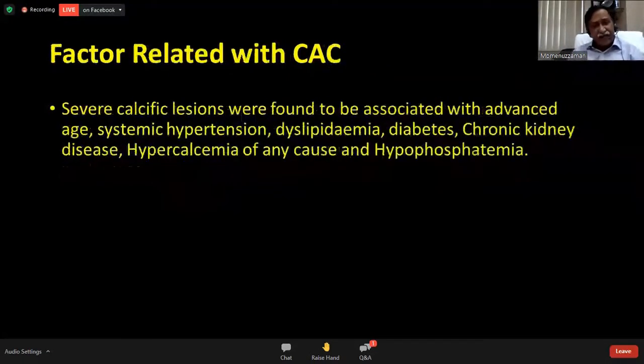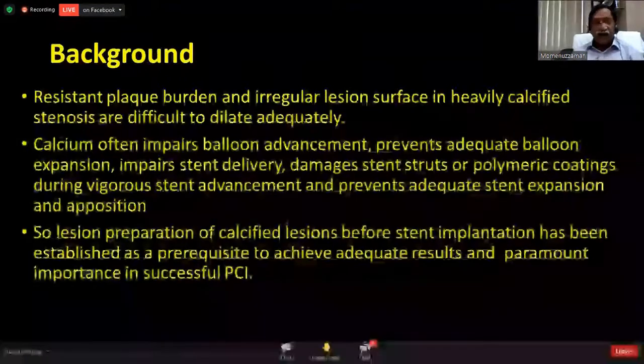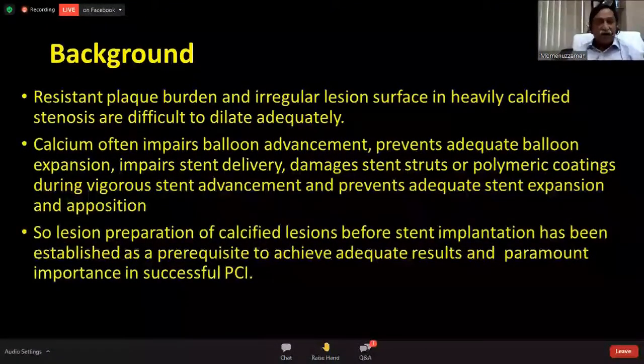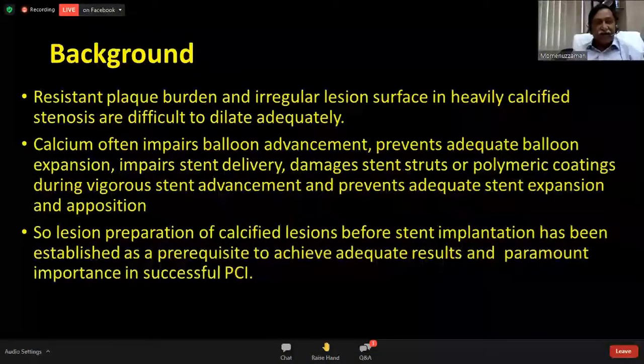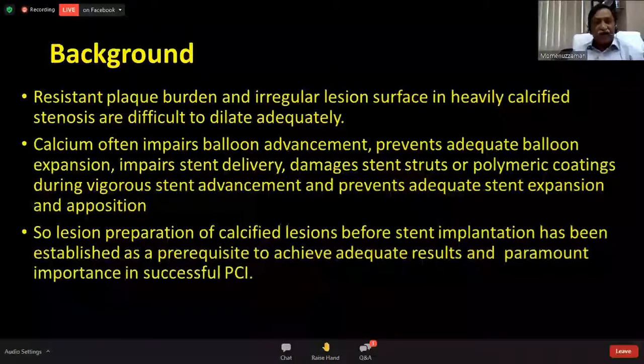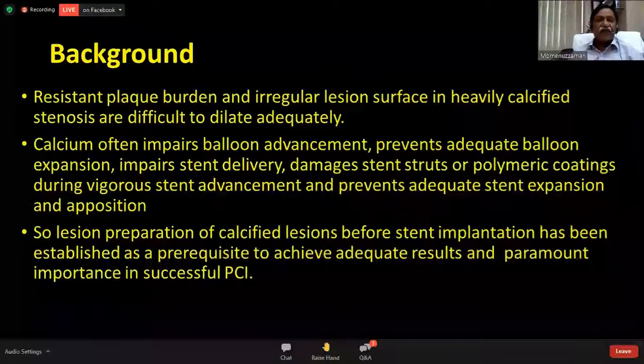There are certain factors associated with severe calcification, especially advanced age, systemic hypertension, dyslipidemia, diabetes, chronic kidney disease, hypercalcemia of any cause, and hyperphosphatemia. Why are we interested in this? Because this is a unique part of intervention in coronary artery disease, where the plaque is very resistant, with an irregular lesion surface and heavily calcified stenosis, difficult to dilate adequately.